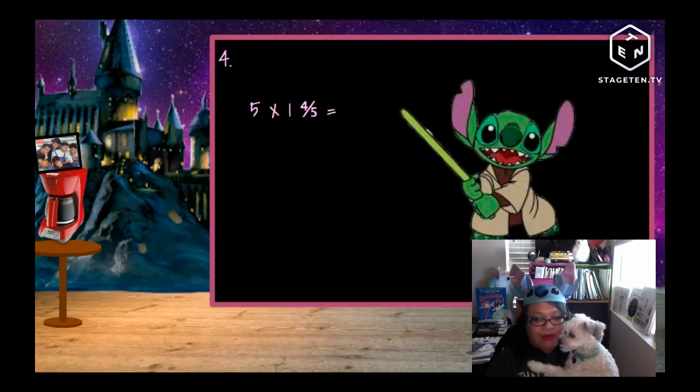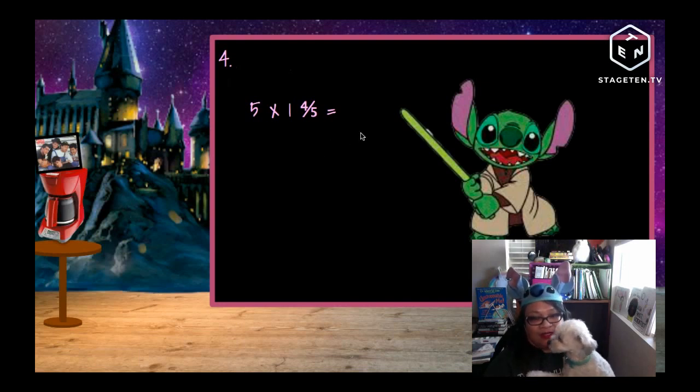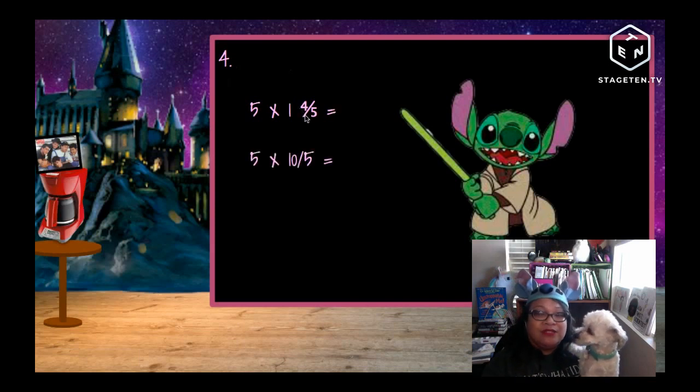All right, so number 4 says Molly is baking for the Moms and Muffins event at her school. She will bake 5 batches of banana muffins. She needs 1 4/5 cups of bananas for each batch of muffins. So Molly did this multiplication, and it already says part 1, there's an error. So let's see what this is. So it's 5 times 1 4/5. So she renamed this mixed number to a fraction, 10/5.